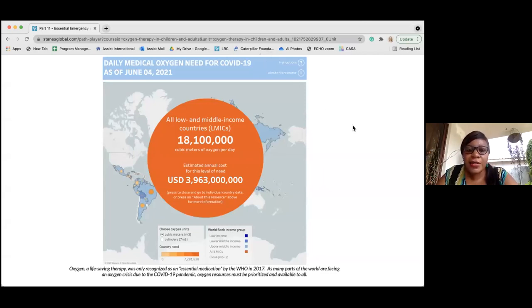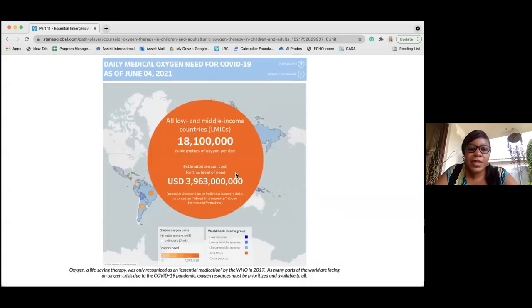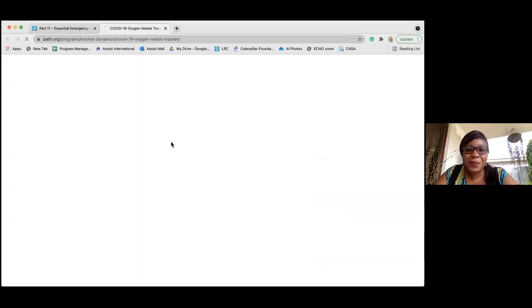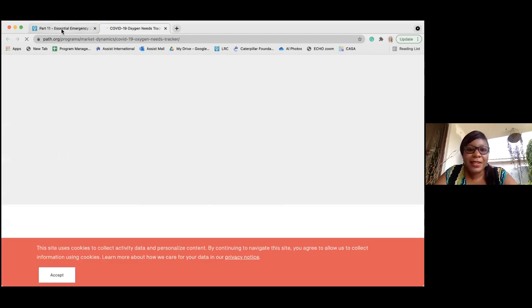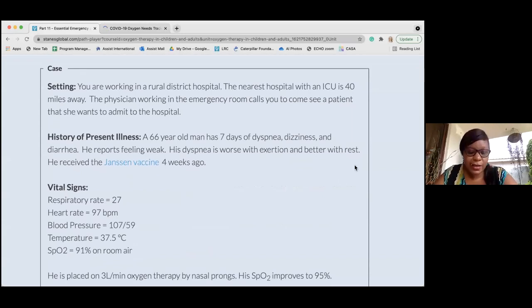And all of this has a financial or cost implication. It's estimated as of 17th November that the annual cost for this level of need of medical oxygen is about 1.6 trillion US dollars. So you can see that this is quite a huge financial implication. For more information, you can click on the link, and you will be taken to a country by country requirement for oxygen. Okay. All right. Sarah, we can go back to the main presentations. I would encourage all the participants in today's classroom to do this at their own time.